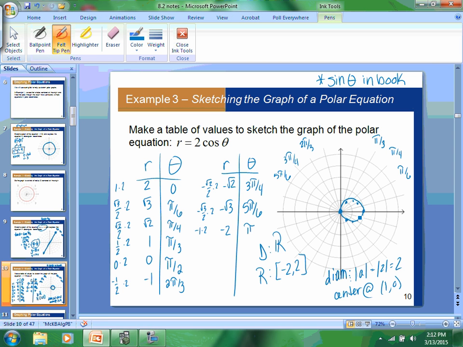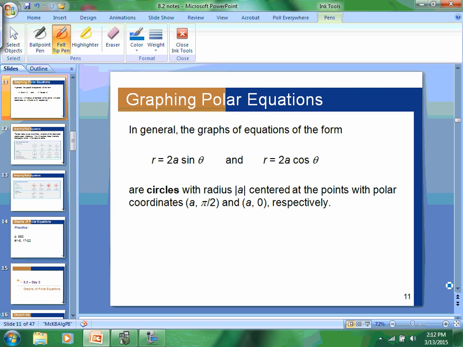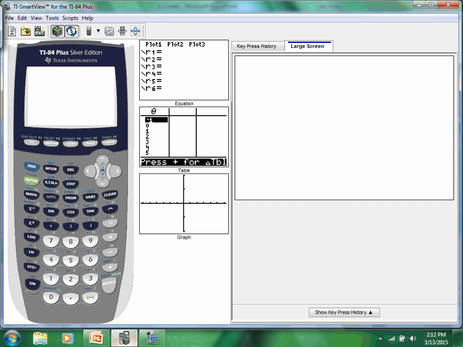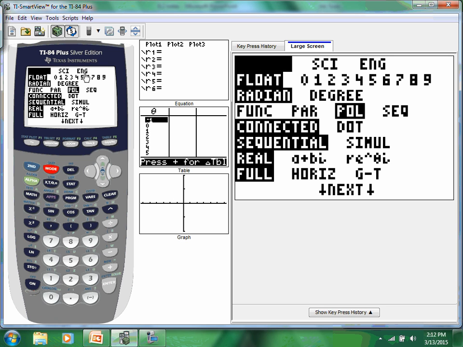Now, if you're going to try and put this into your calculator, you have to change a few of your settings. You can graph both rectangular and polar on your calculator, but you have to go to mode, and arrow down until you get to this option here, where it says function, par, pol, sec. The POL stands for polar. So you have to be in polar mode. So arrow down and over and then hit enter so that polar is selected.